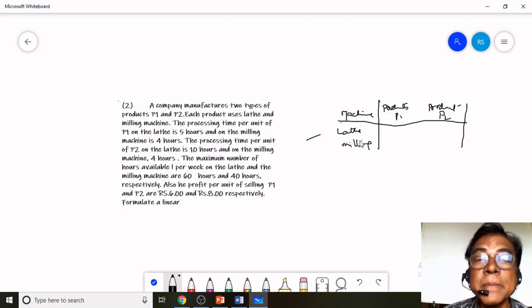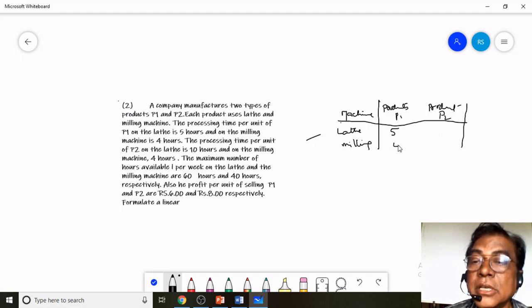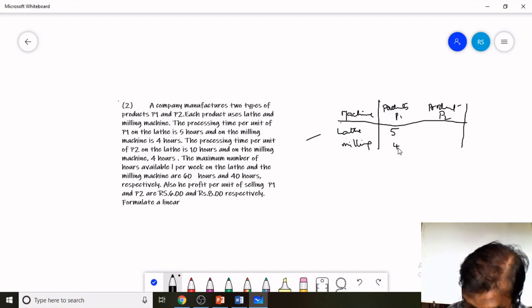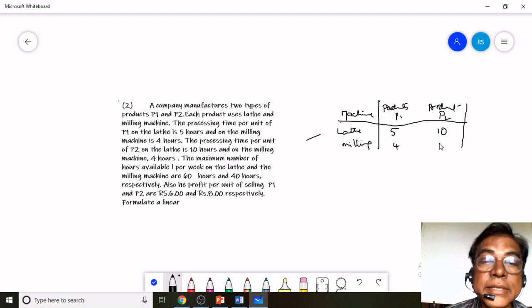Now come to the point. The processing time per unit of P1 on the lathe is 5 hours. Right, 5 here. Next, on the milling machine it is 4. Next, the other product, P2, takes 10 hours on the lathe. Another one is 4, like this only.